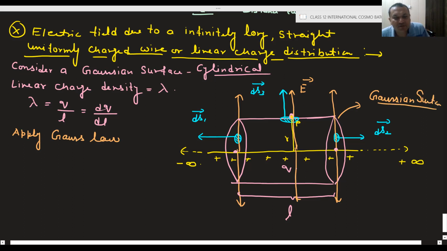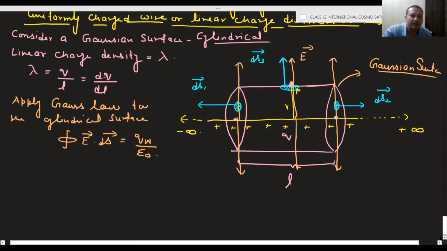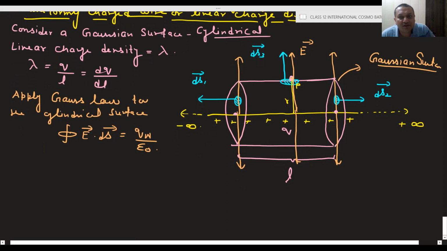And for the Gaussian surface, you apply Gauss law for the cylindrical surface. And you write E dot ds equals q net upon epsilon naught. Now this surface is made up of three surfaces: ds1, ds2, ds3. This is 1, this is 2, this is 3, right?